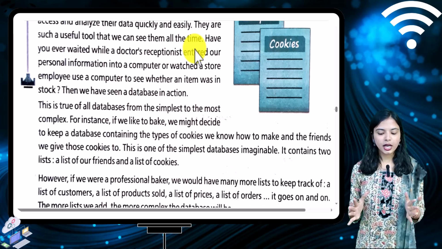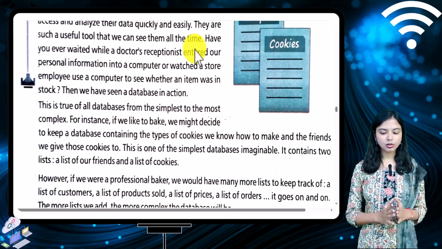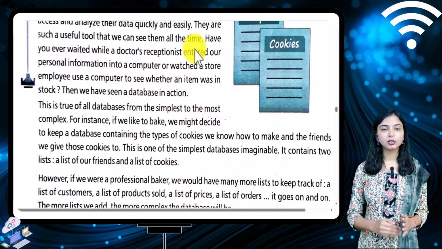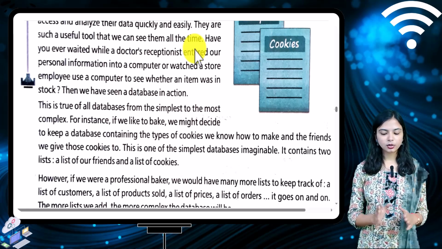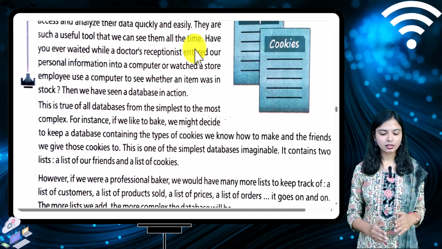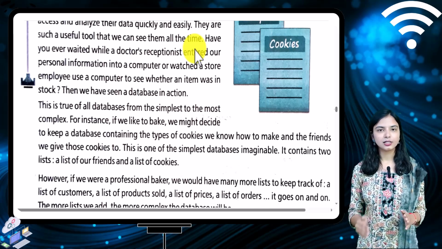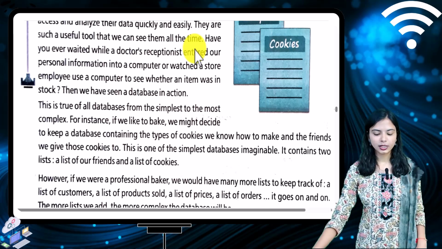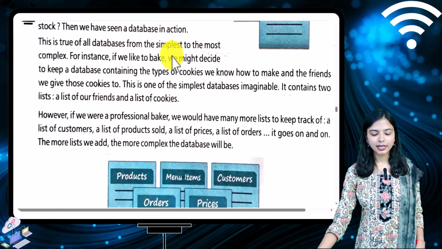If you want to bake cookies, then you will have a list of the types of cookies you can bake. Okay, so this is one of the simplest databases imaginable. It contains two lists, the list of the friends and the list of the cookies. Which friends you have given which cookies, so this is the simple database.